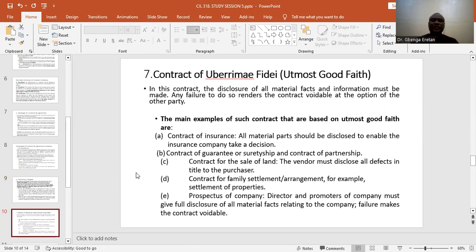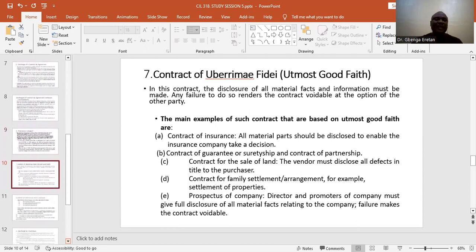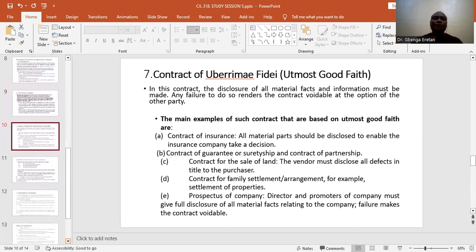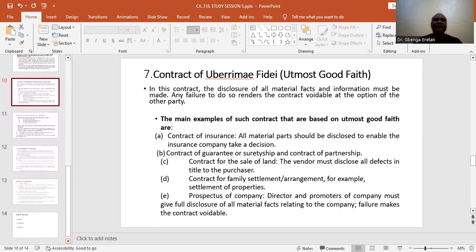Another way a contract could be discharged is by agreement. What we refer to as a contract of uberrimae fidei. Uberrimae fidei is a contract that requires utmost good faith. When you talk about a contract of utmost good faith, it is a form of contract where you have to speak all the truth that is available in that contract. Some of these types of contracts are contracts of insurance.